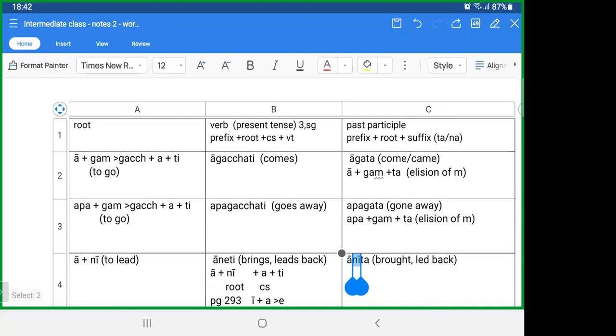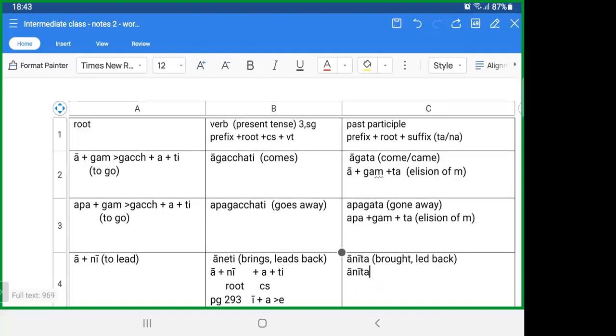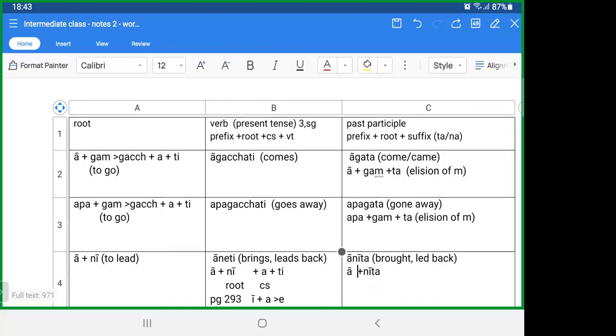Because past participle is root and suffix only. There's no conjugation sign. So that's why sometimes, be smart. If you want to be smart, instead of looking at the present tense, you look at the past participle. Look at this chapter 15. Then you can find the root very easily. So here very easy. R plus ni plus ta. Okay. So you can see, actually past participle is much easier to do.